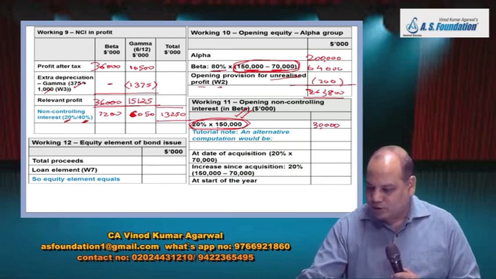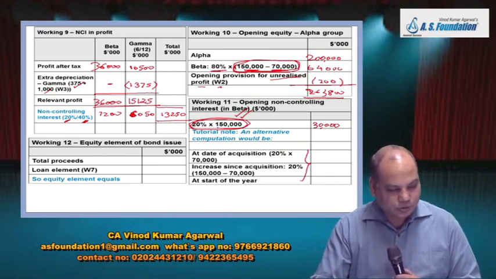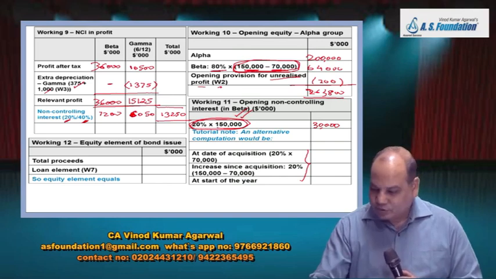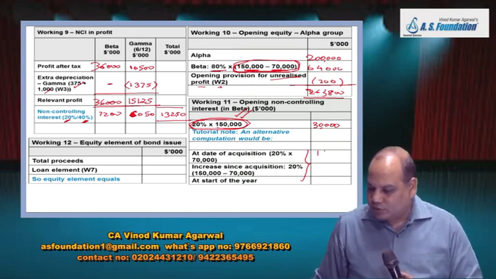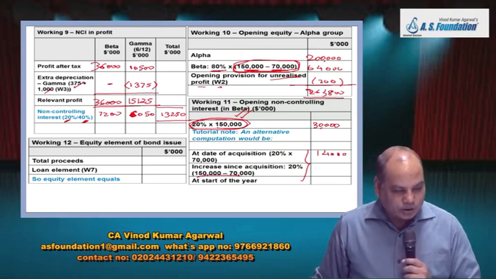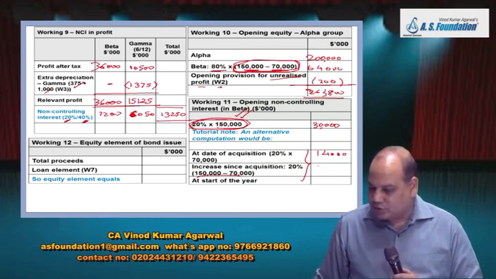And there is one more way you can do it. For those who want to try the other route, on the date of acquisition, as per the note below, it was 70,000 into 20%. If I follow this method, you will get the same answer, 14,000. After acquisition, there is a change of 80,000 into 20%. Is it 16,000? Say yes. So your answer will be the same, 30,000.